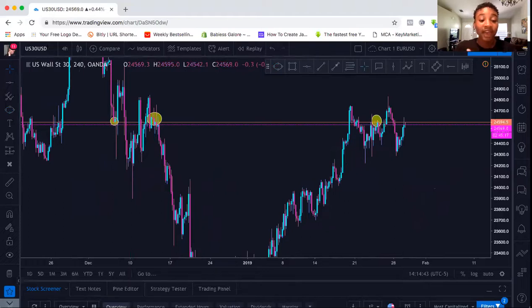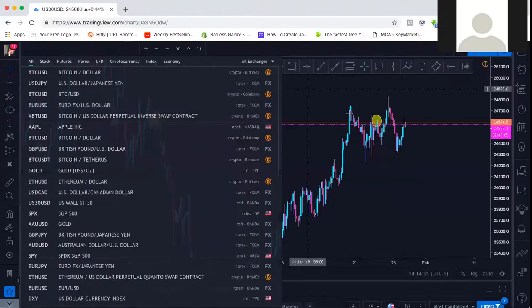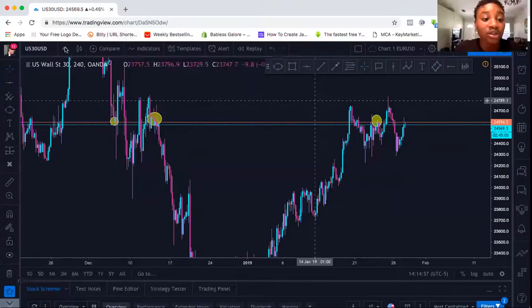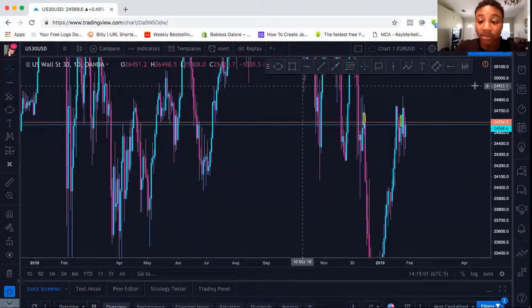So that's what makes a valid support and resistance. The more touches that it has, the better area it is. Look for multiple touches. And would you do it on 4 hour or day? Yeah, you can do it on any time frame. I use the higher time frame so I could see it better.